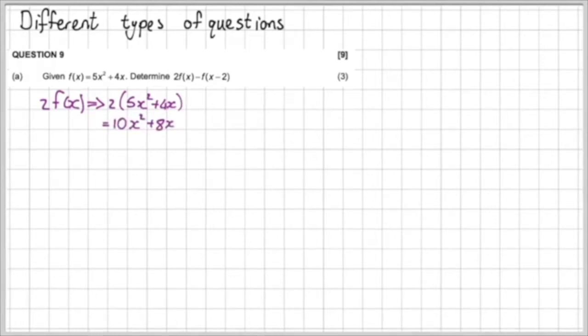I'm going to stop there and go on to the next little bit of information. Let's look at that f(x minus 2). What does that mean? f(x minus 2) means that I've got to replace every x in the original formula with x minus 2. So in other words, 5 times (x minus 2) squared plus 4 times (x minus 2), because everywhere where there's an x, I've got to place x minus 2.